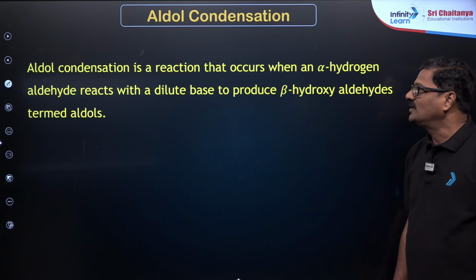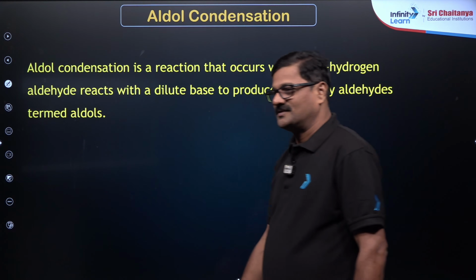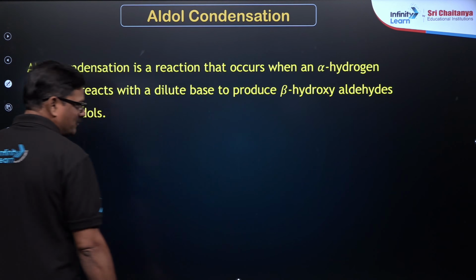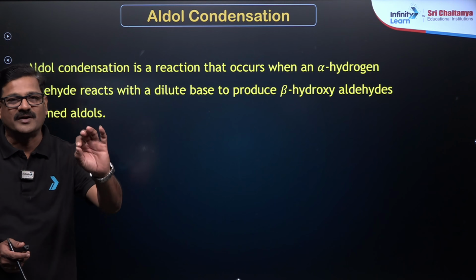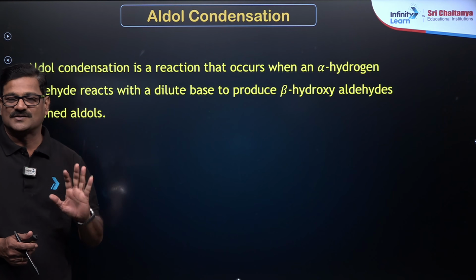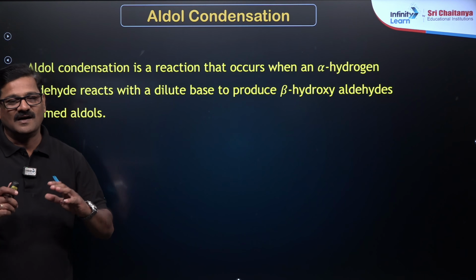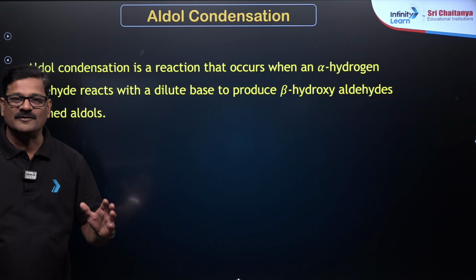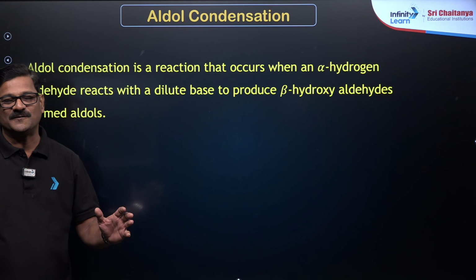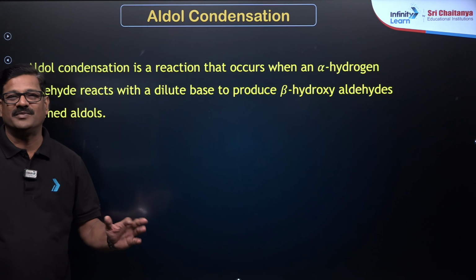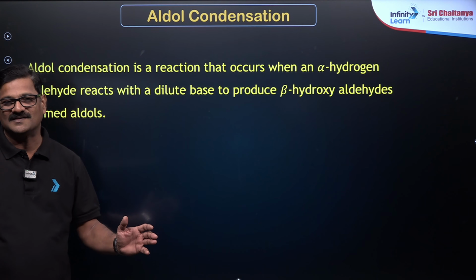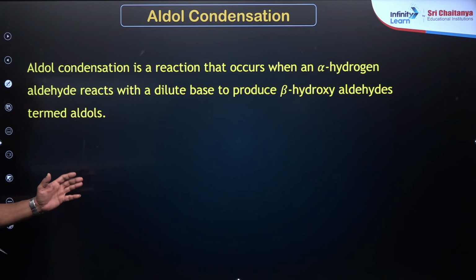Very good. Now aldol condensation. Aldol condensation looks so complicated, so I want to give you a simple trick. Aldehydes or ketones with alpha hydrogen, when treated with sodium hydroxide, give alpha-beta unsaturated carbonyl compounds. This reaction is called aldol condensation.